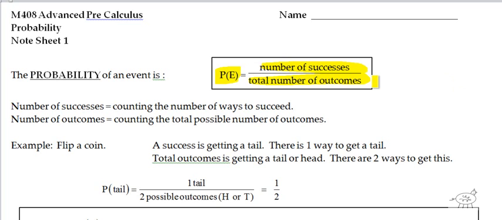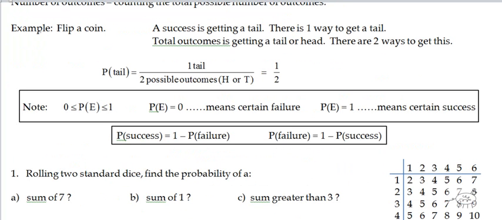It's pretty easy. A good example is you flip a coin, and success is getting a tail. There's one way to get a tail, so the one's on top, and total outcomes is getting a tail or a head. Two outcomes, right? Two ways to get this. So the probability of getting tails is one tail over two possible outcomes, so the probability is 1/2, which you already knew, right? If I said what's the probability of getting heads or tails, you would say it's 1/2. But that's just kind of the idea. It's successes over outcomes.